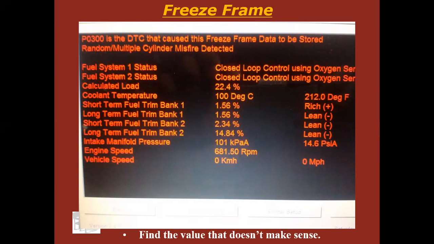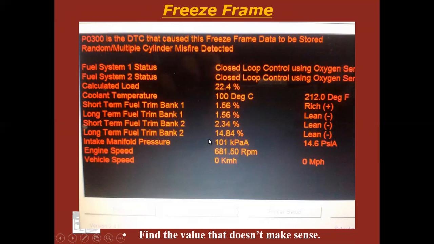Let's find another value in here that doesn't make sense. All right. Vehicle speed, okay. The guy was just sitting still apparently. Engine speed, 681. That sounds reasonable. Intake manifold pressure, 101 kPa, 14.6 PSI absolute. That's a little odd. That doesn't sound right to me, but we can delve into that at another time.